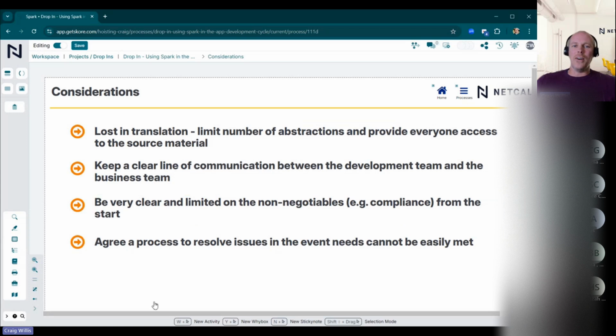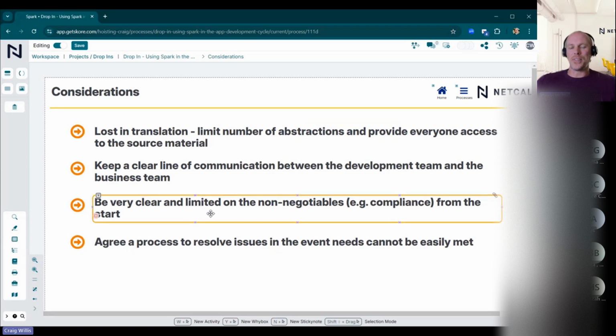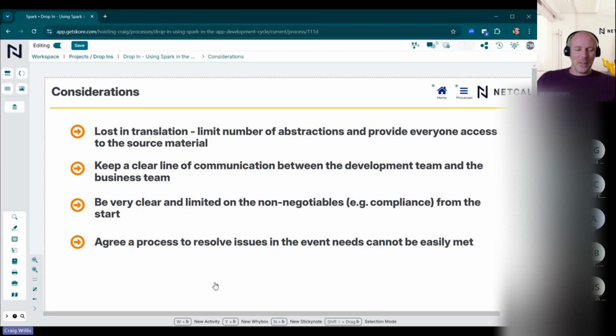Be very clear on the non-negotiables, and I say limited. Like your non-negotiables or your must-haves, you have to be 100% or as close to 100% sure that they are non-negotiables as possible. Because if it's not possible to deliver them, does that completely derail the whole thing? Hence why I say be limited in that. And agree a process to resolve issues in the event that needs cannot be easily met. So that's the point. It's not just having that clear line of communication, but have some sort of process or forum where there's constant communication between those two teams.